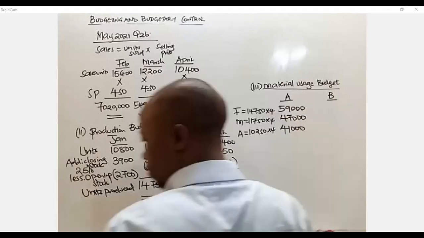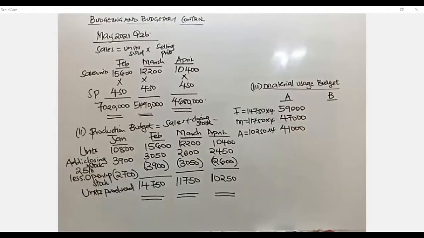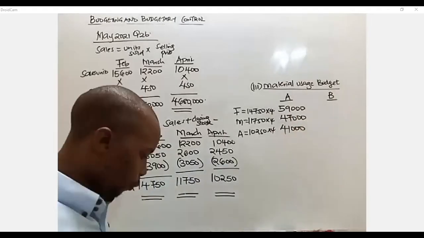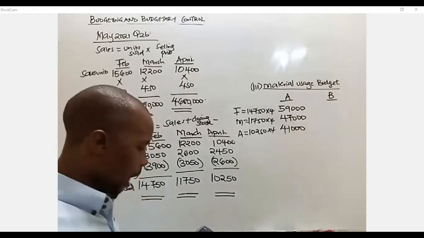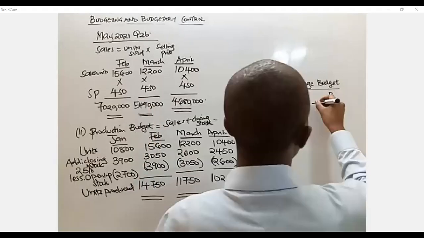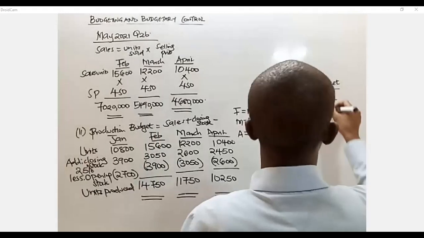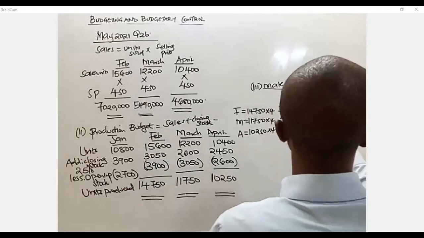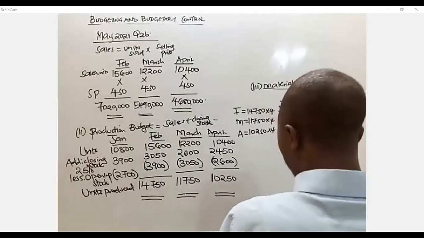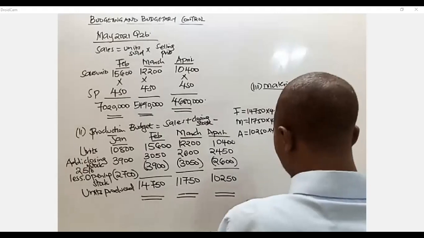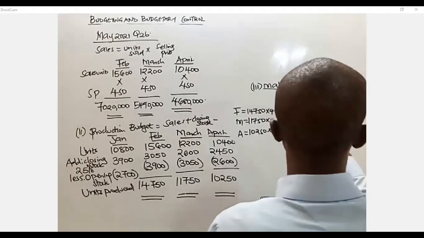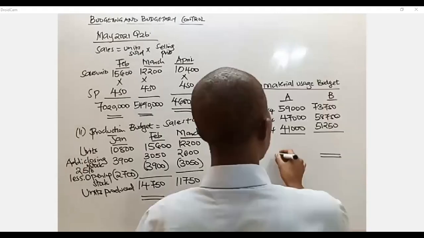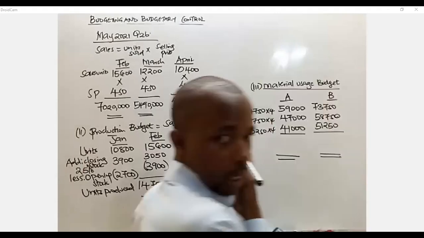When you go to B, they have said we use 5 kgs. So I don't change anything, I just put 5 kgs. So 14,750 times 5, there you get 73,750. Then 11,750 times 5, getting 58,750. Then 10,250 times 5, getting 51,250. How much is this in kgs?